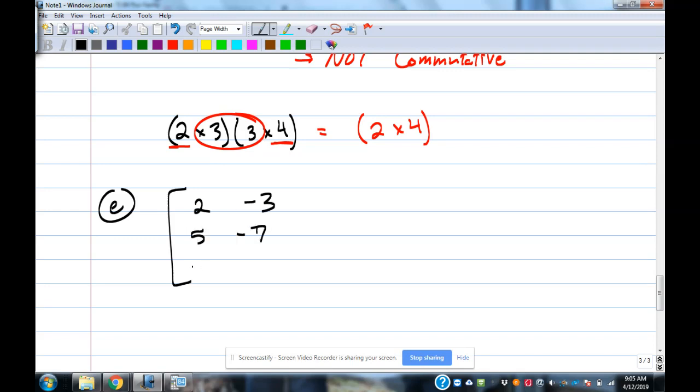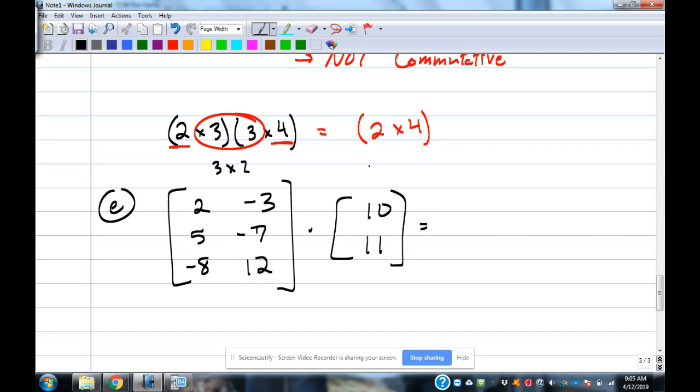Let's do an easy one. So this is a 3 by 2, and this is a 2 by 1. Is that a defined operation? Yes. These match. So that means we're going to get what size matrix as an answer? 3 by 1. All right.